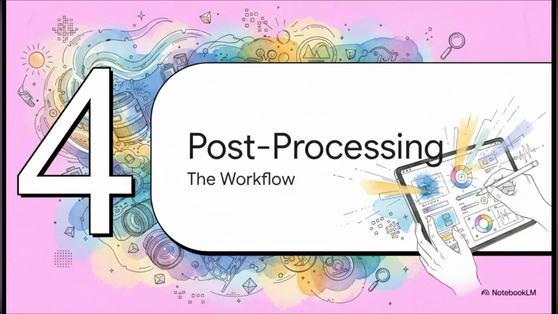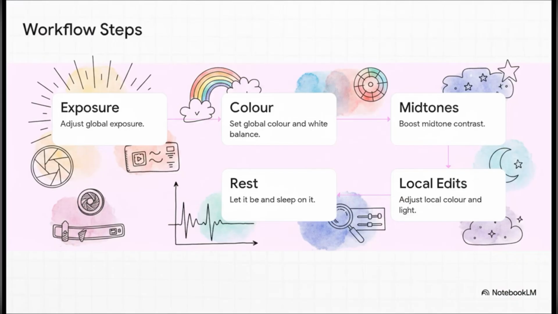Which brings us to our final step, Phase 4, the post-processing workflow. We've found our light, we've set our camera, and we've captured the shot. Now we're sitting at the computer, perfecting the light after the shutter clicks. To keep your editing efficient and avoid just getting completely lost in the software, you need a highly structured workflow like this one. Always establish your global overall image adjustments first.